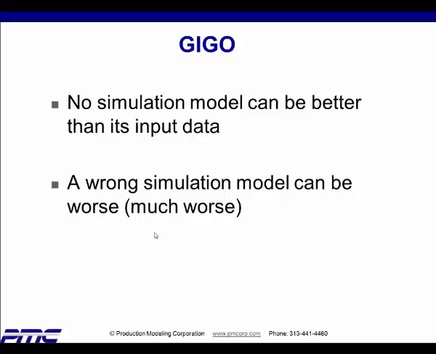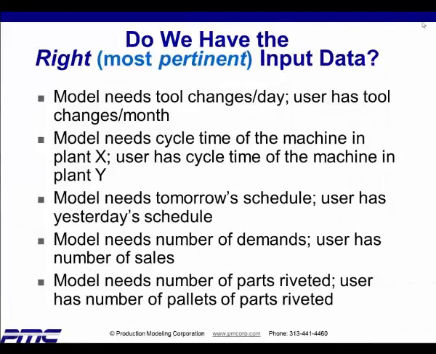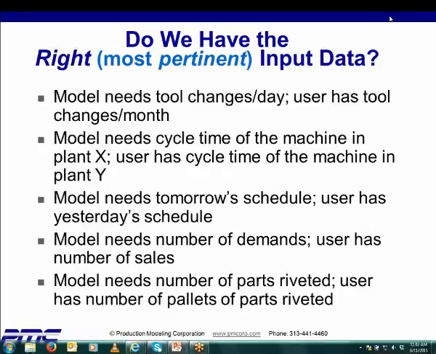If the model is wrong, and that's how to do the modeling, which is a whole other topic and another webinar, the results can be a great deal worse. Now, when looking at data, here are some of the questions to ask. The model needs tool changes per day, and the user has tool changes per month. Well, that looks pretty obvious, but I've seen people get that mixed up.